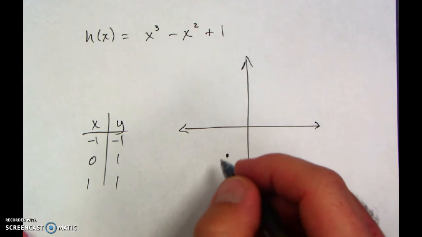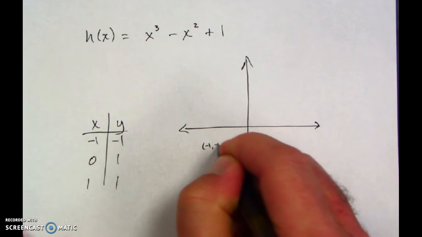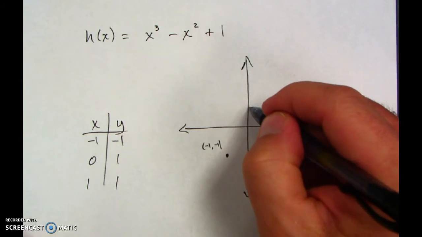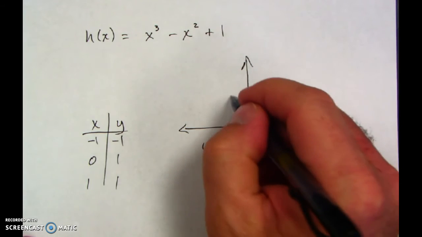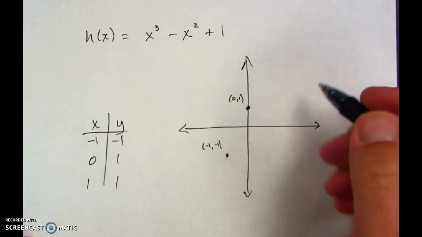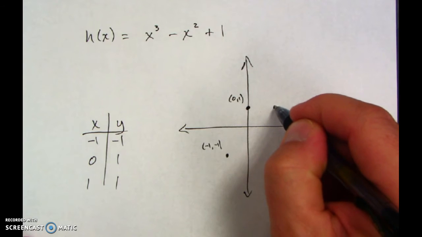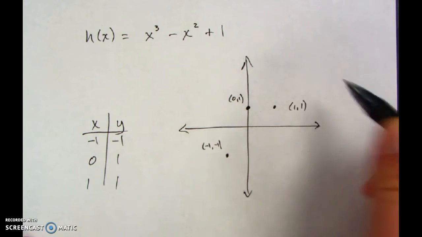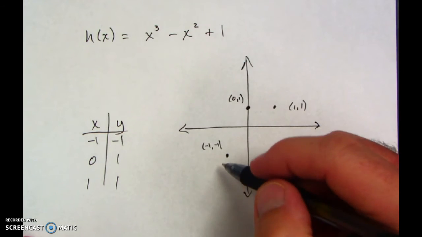So let's say that this is our -1, -1 here. And here we're at 0, 1, and then I have another point over here that's at 1, 1. It's x cubed, so it's going to come across here, this direction, makes a dip and heads that way.